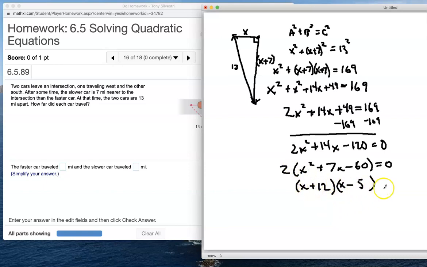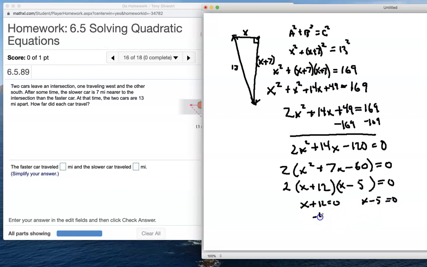So now what we're going to do is set our factors equal to 0. 2 is a factor. Bring that down. 2 is a factor, but 2 doesn't have a variable on it, so it makes no sense. Let's set x plus 12 equals 0 and x minus 5 equal to 0. Okay, those factors, and this gives me x is negative 12, and this gives me x is 5.